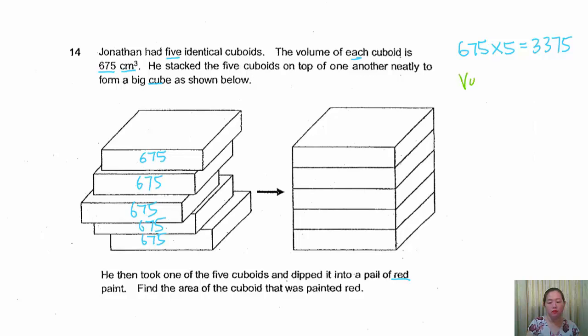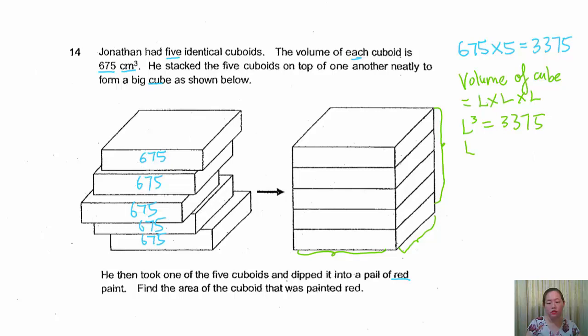of cube is equal to length from here times length, which is here. It's actually the breadth as well, and the height is here, which is also the same. We can see that the cube of length is equal to 3375. And therefore, the length of the cube is equal to the cube root of 3375. And it will become 15 cm.